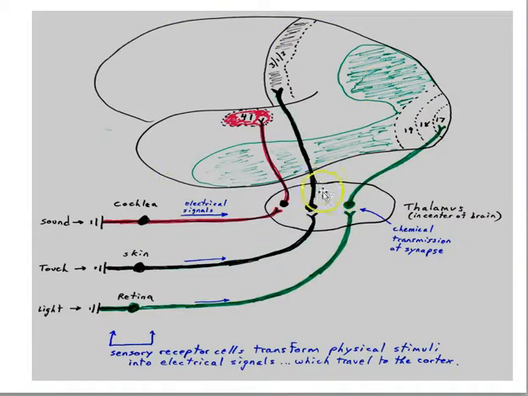Here we see a diagram again of the cortex, area 17, visual cortex. If we traced back the axons that are coming up into area 17, those axons can be traced back to a structure called the thalamus.